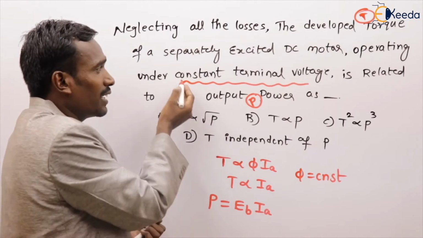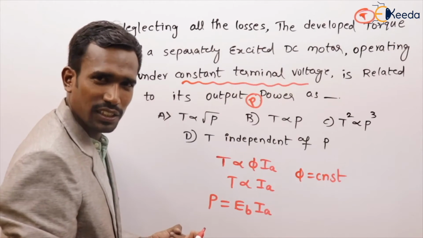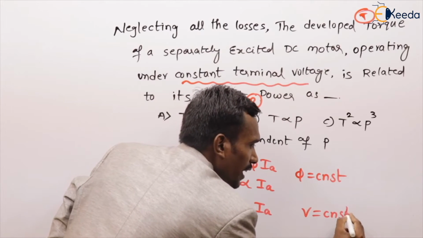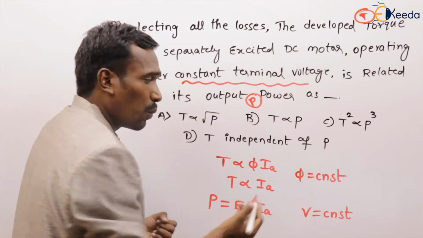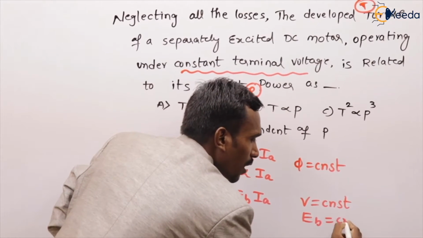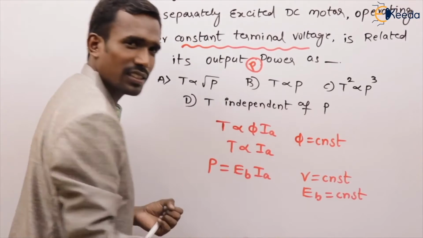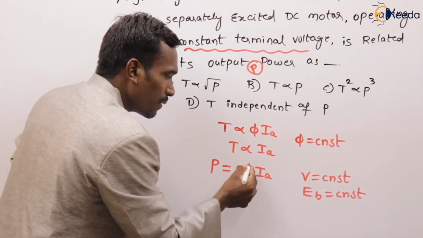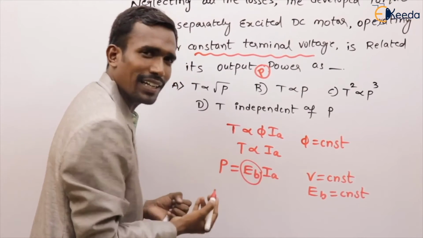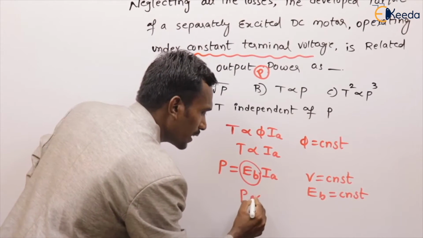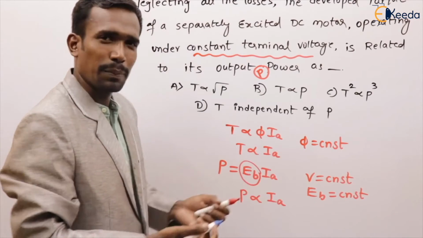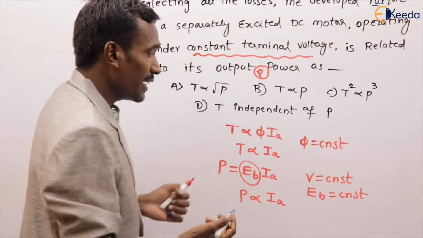They gave constant terminal voltage, so the voltage is constant, and here the back EMF is also constant. If back EMF is constant, what is the relation between power and armature current? The power is directly proportional to Ia. Let's see here once.